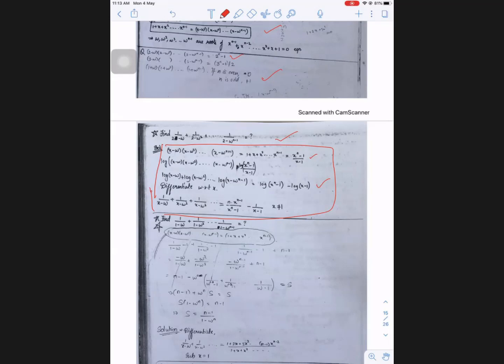If you write x equal to 2, the result you are getting is n·2^(n−1)/(2^n − 1) − 1/(2 − 1). So by writing x equal to 2, we'll get this result.